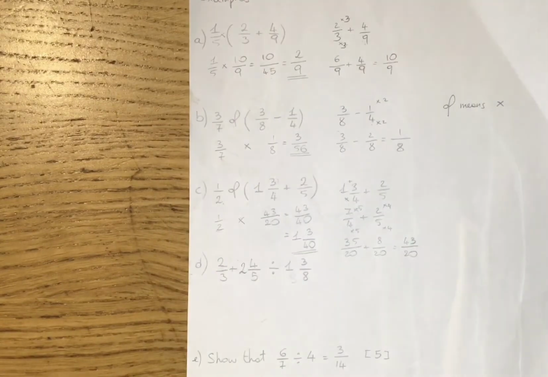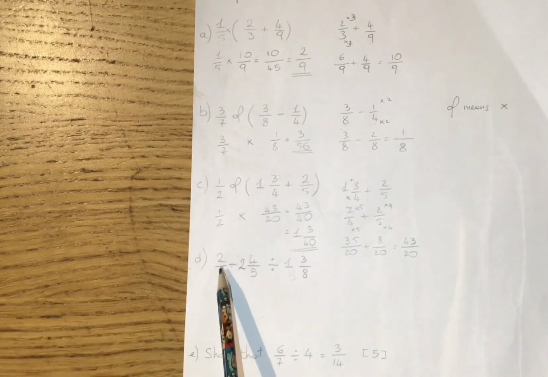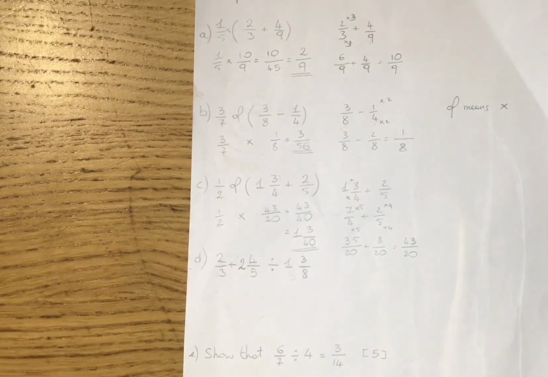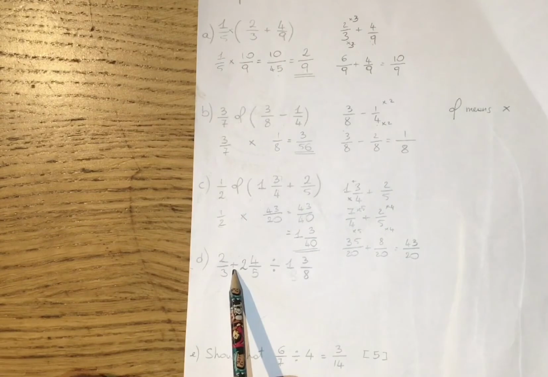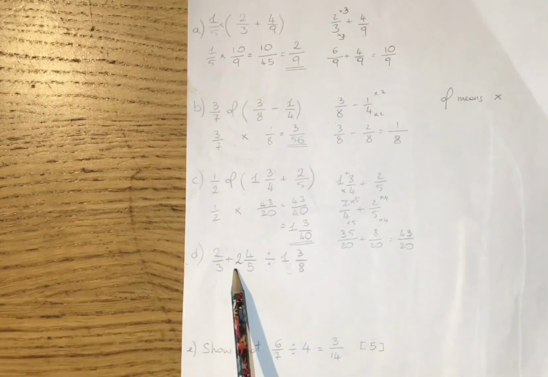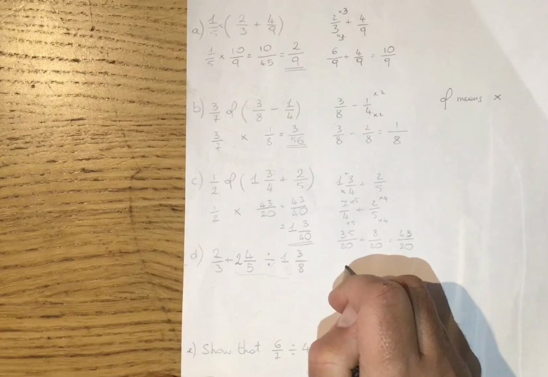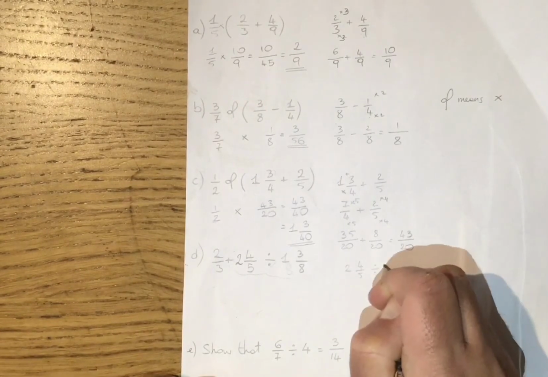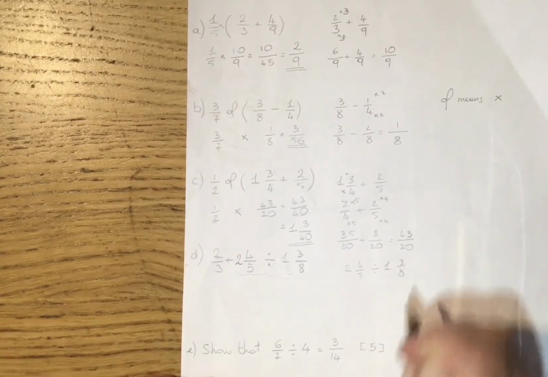Two more examples before we start with past papers. Here we have 2/3 plus 2 4/5 divided by 1 and 3/8. So I've got an addition sign and a divide sign. If I go back to my order of operation, divide comes before addition, so I need to do this first. So I've got 2 and 4/5 divided by 1 and 3/8 first.